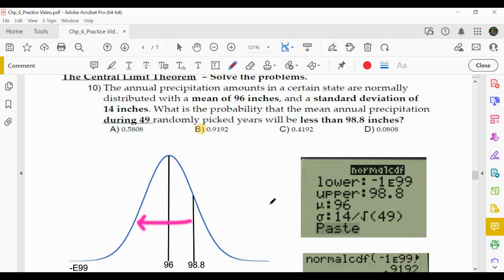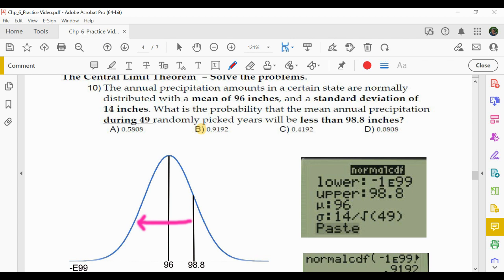And what do we got here? All right, central limit. The only difference with central limit is that the standard deviation decreases. How does it decrease? We take the original standard deviation and we divide it by the square root of how many values, the n value.